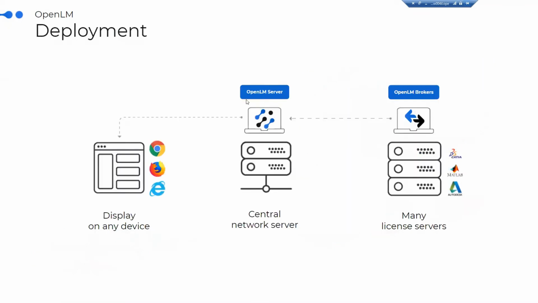All right. So what goes where? How is it deployed? The basic deployment, you got the OpenLM brokers on the license server. Now you might have many license servers, different vendors on each one. Let's say Matlab, Autodesk, Catia. And all of them are monitored by the broker, which sends the data to the OpenLM server. This is the central component where you get the interface, where you get the database and everything.